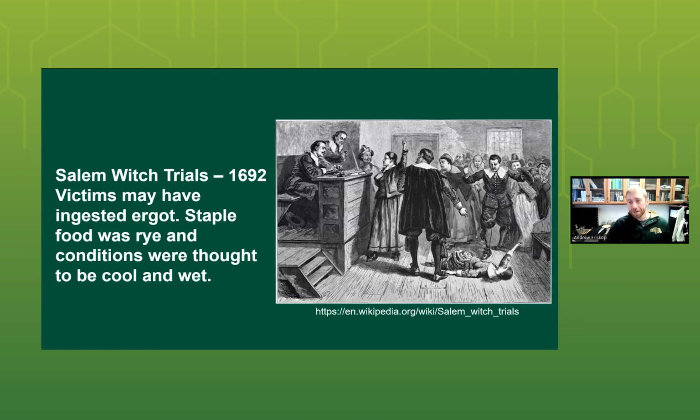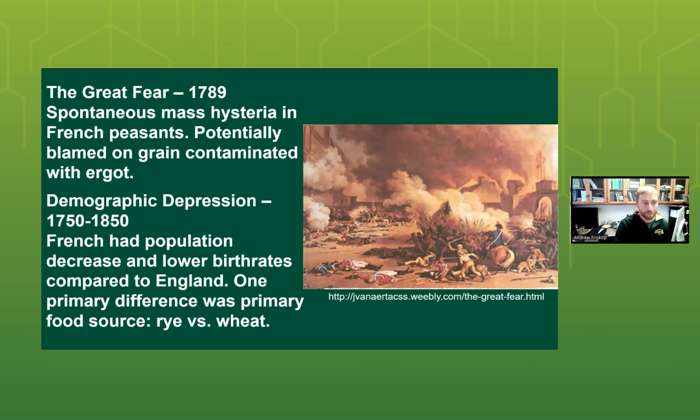One that is often most referenced is the Salem witchcraft trials in the late 1600s. It is possible that the victims may have ingested ergot because of the staple food source of rye. And during that same time with the Salem witchcraft trials, we had this period of weather with cool and wet conditions. So here we're starting to do that disease triangle, knowing that we have a susceptible host and we have the conditions. The assumption is that we also had the pathogen present in the Northeast at that time.